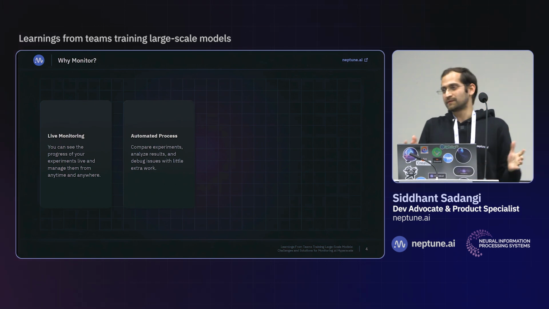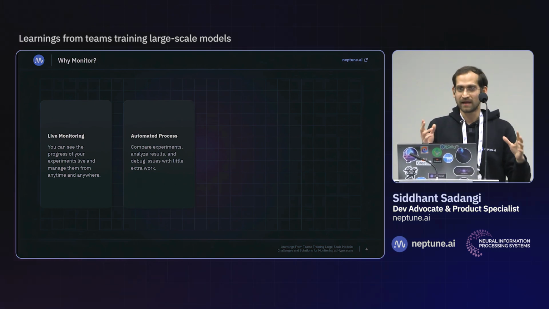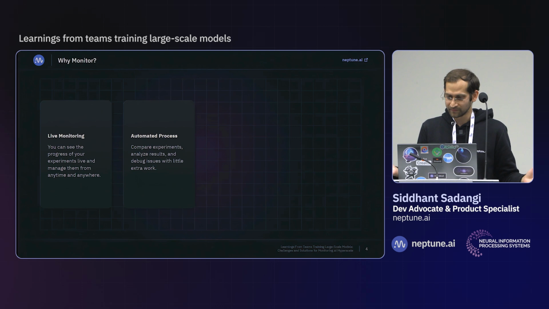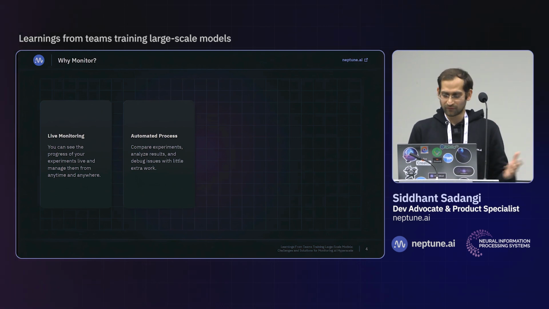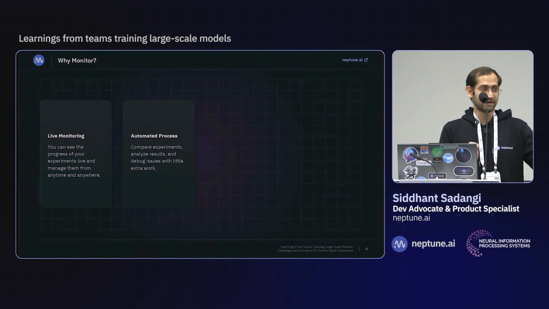Second, it's an automated process. It's a one-time setup. You set up your monitoring pipeline and then you can reuse it for different kinds of experiments. It's generally framework and platform agnostic. So set up your monitoring workflow once and it works out of the box for all similar experiments, letting you compare experiments, analyze results and debug issues.